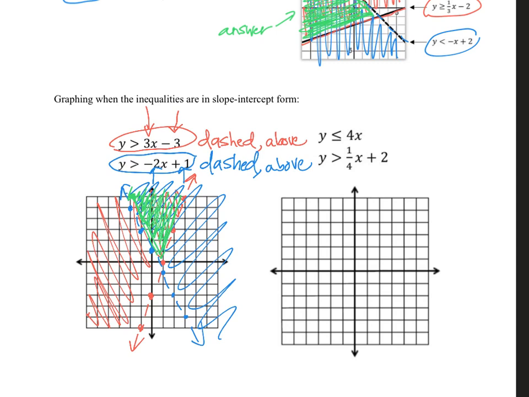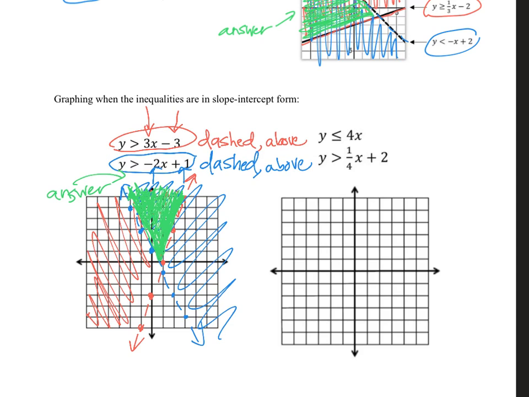If you have a third color, that's a great thing to do, to really darken that area and show that this is the region where the solutions to both inequalities exist. So this is my answer. Okay, let's go ahead and do the next one.